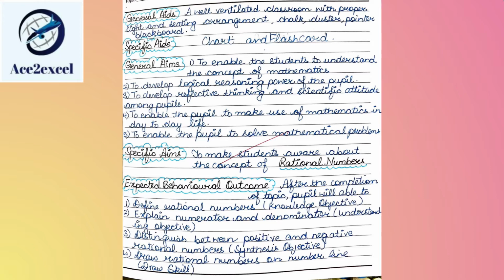In general aims, we'll make the students understand the concept of mathematics, make them capable of giving logical reasoning, having a reflective thinking, and they're enabled to solve mathematical problems. In specific aims, we will talk about the chapter which we are going to deal with in the lesson, and that's rational numbers. Expected behavioral outcomes again are based upon Bloom's taxonomy, and they should describe what the chapter basically needs, like define rational numbers, explain numerator and denominator, draw rational numbers on a number line, etc.